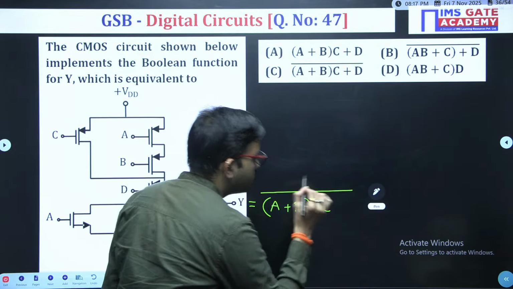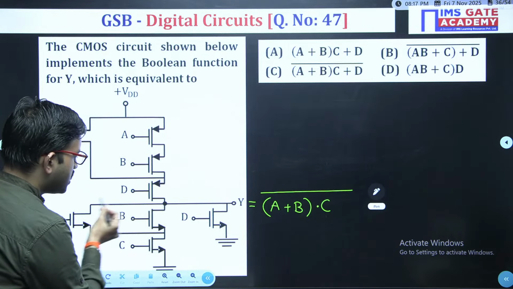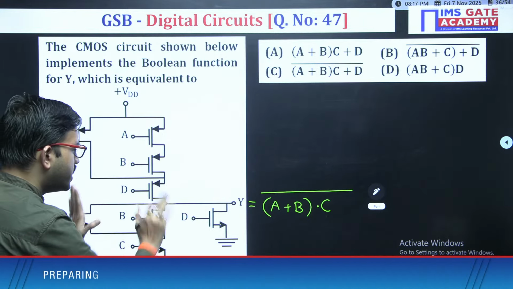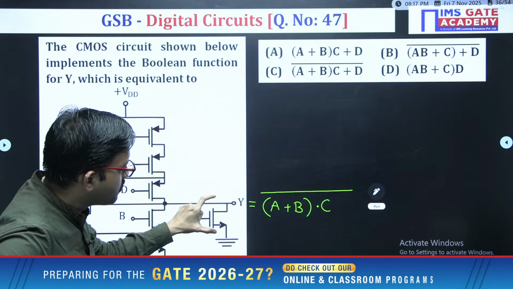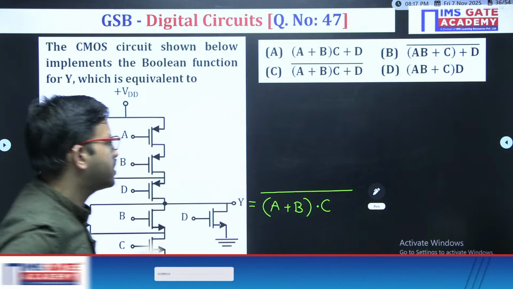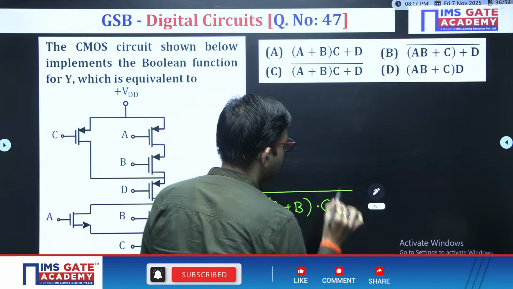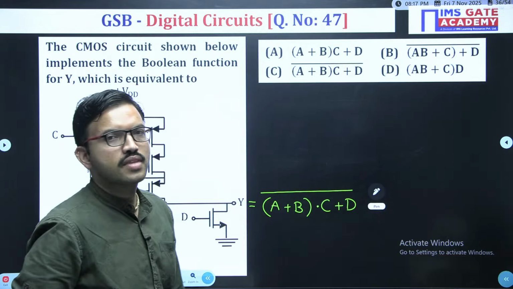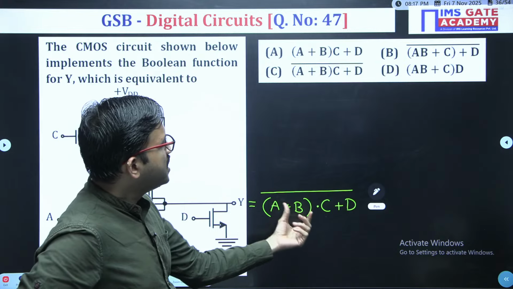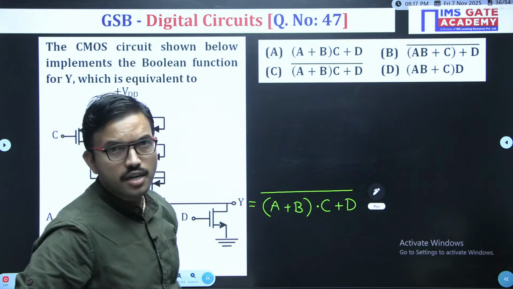Up to here you understood. Now, these three transistors we have simplified into one single transistor. Now this NMOS transistor and that NMOS transistor, how are they connected? Parallel. That means logical OR. Here the variable is D, our input is D. Now just observe: A plus B into C plus D, whole bar. Yes, that is there in option C.